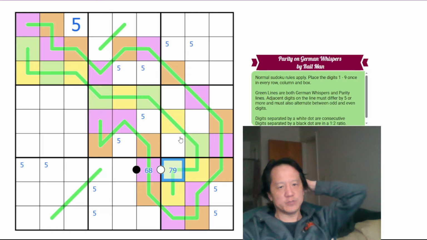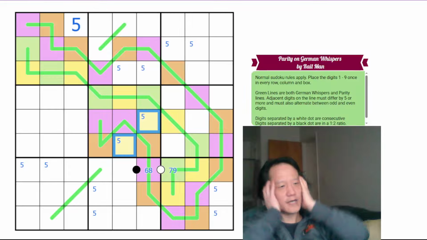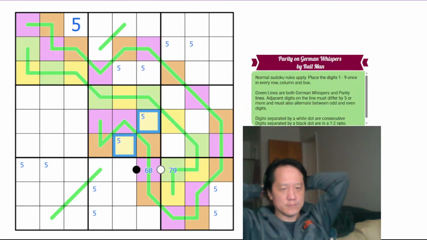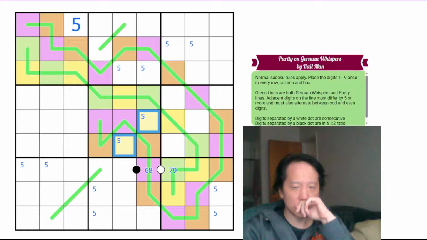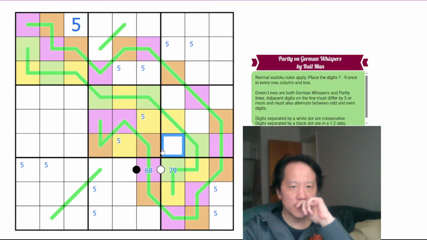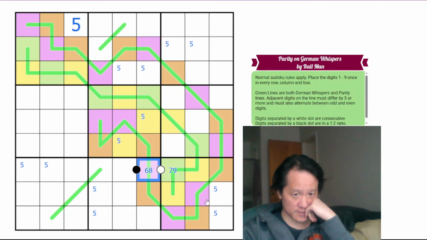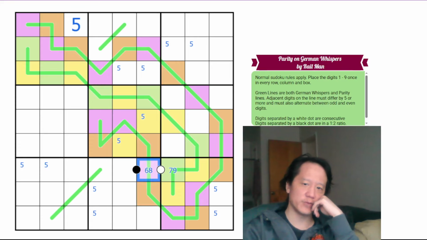So this must be parity, not parity, the yellow set with 5 here. This obviously can't be 6 because it's next to 2 unique digits on a Whisper 5 line, so this would have to be 8.